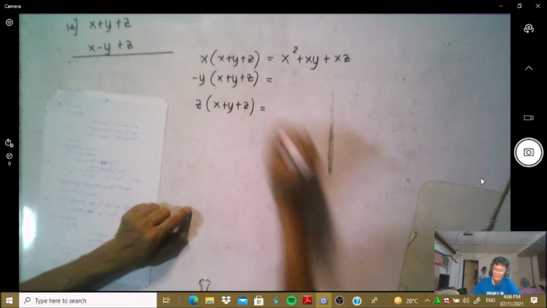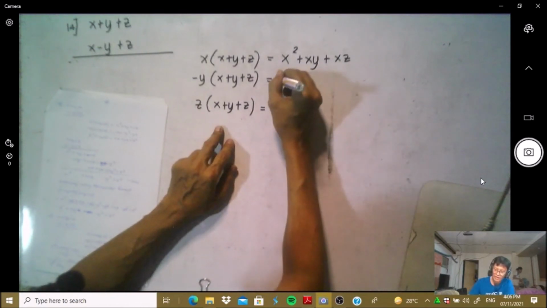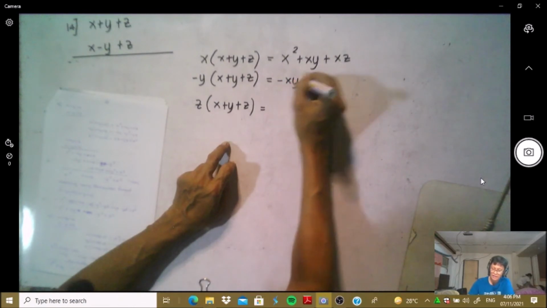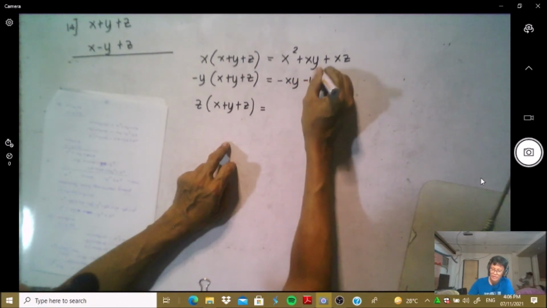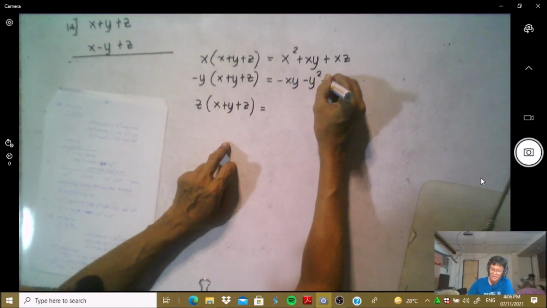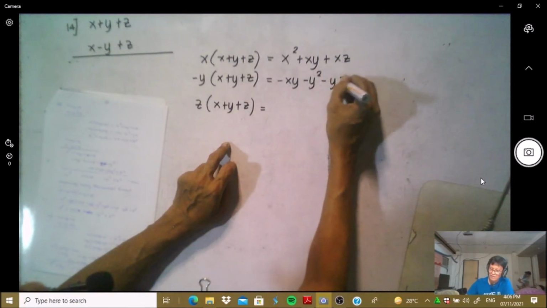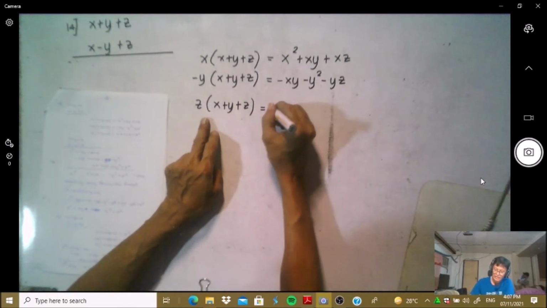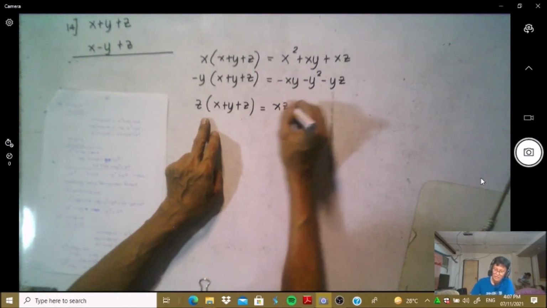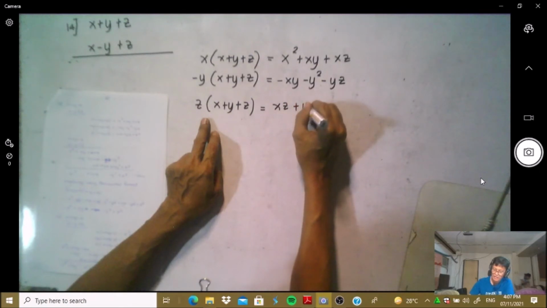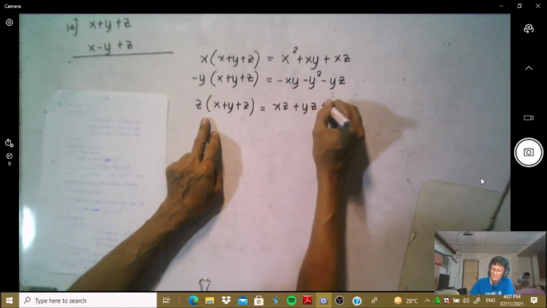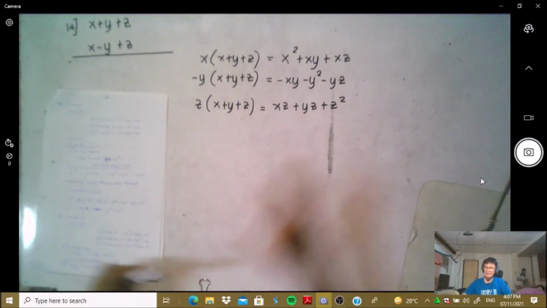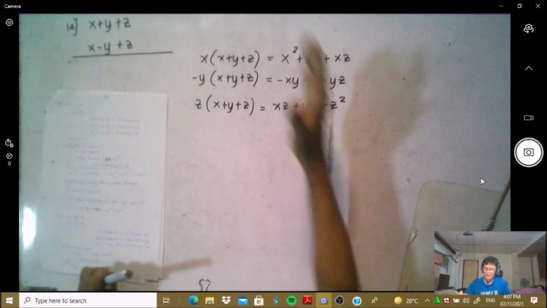Then let's expand. So we have negative xy, negative y times x is negative xy. Then minus y times y is minus y squared. Then minus y times z. So it should be alphabetical. Then we have z times x is equal to xz plus yz. Okay, plus z times z is equal to z squared. Okay. Now you will see here that this is not arranged according to column.